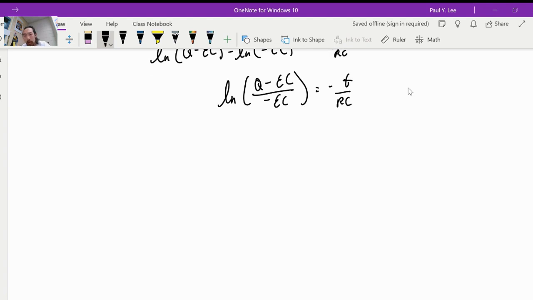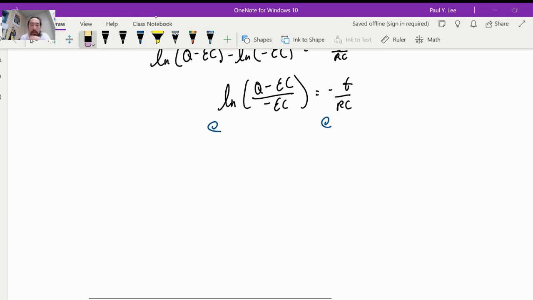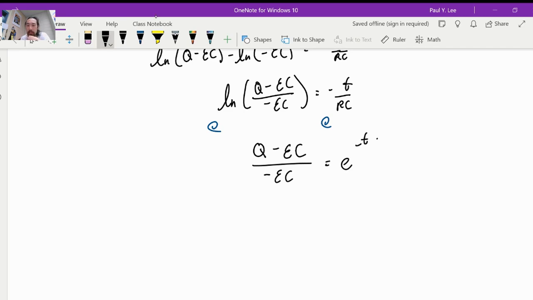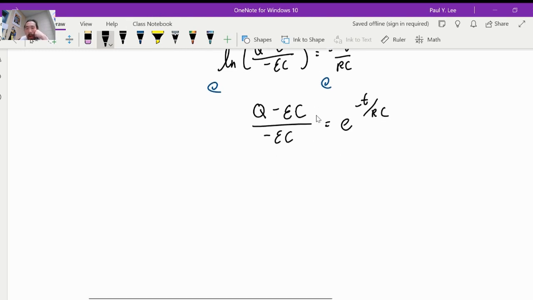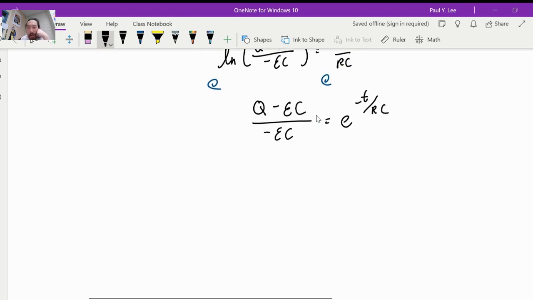We don't like that natural log, and we want to get rid of it. The only way to get rid of a natural log is to raise everything up by doing e to the power of all that. When we do that, we can clean this up using the rules of math, and we get Q minus this, all over this, is equal to e to the power of negative t over RC. Just so that I don't make any mistakes here, I want to clean up the left-hand side. So we get negative Q over epsilon C plus 1 is equal to the right-hand side.